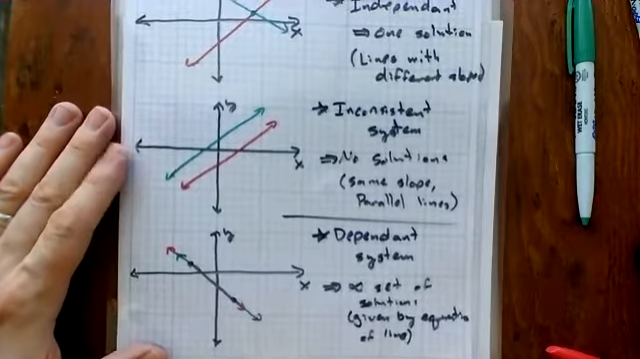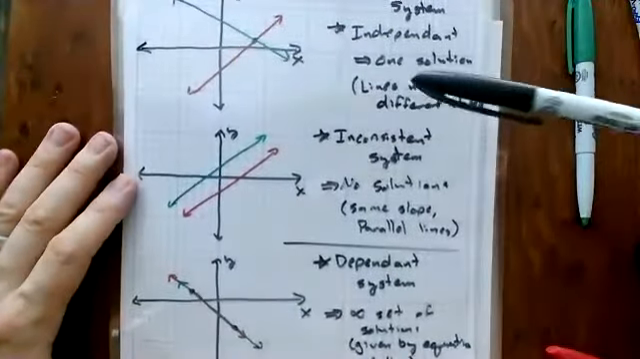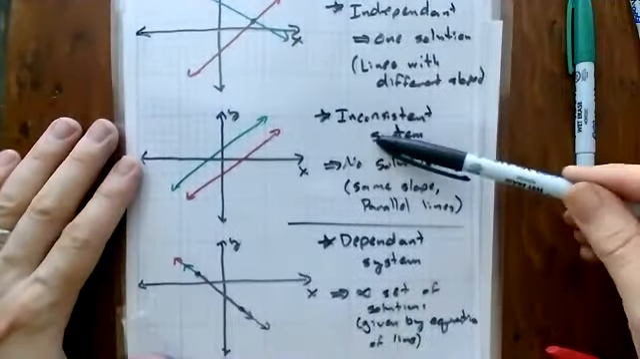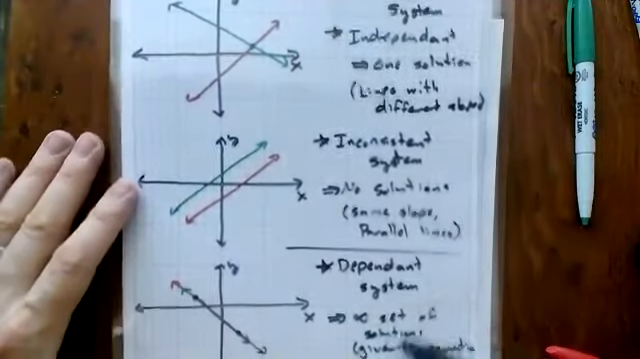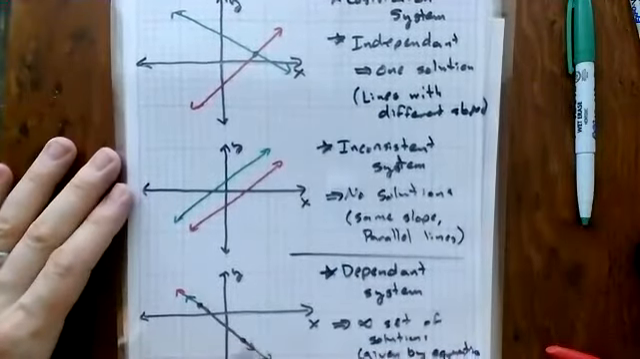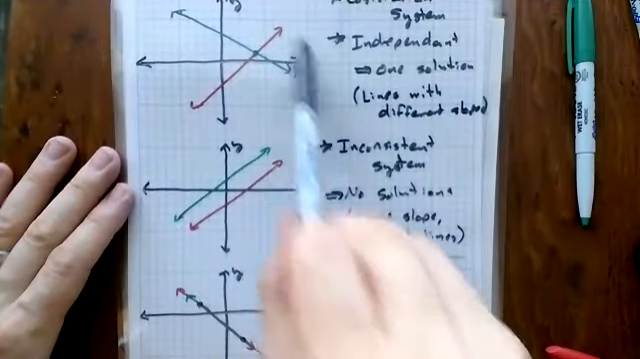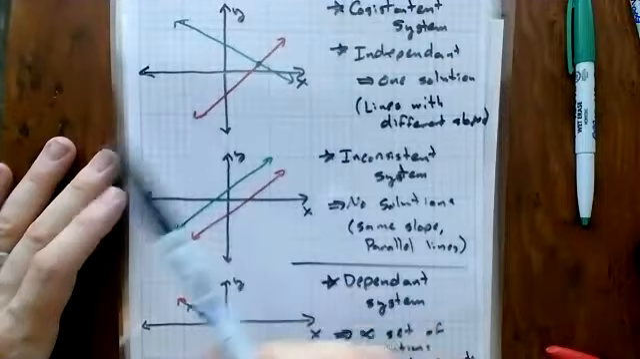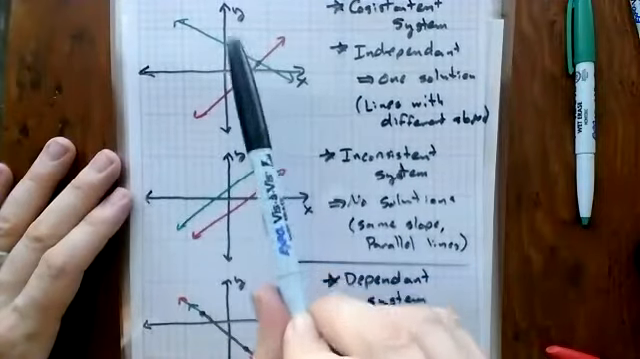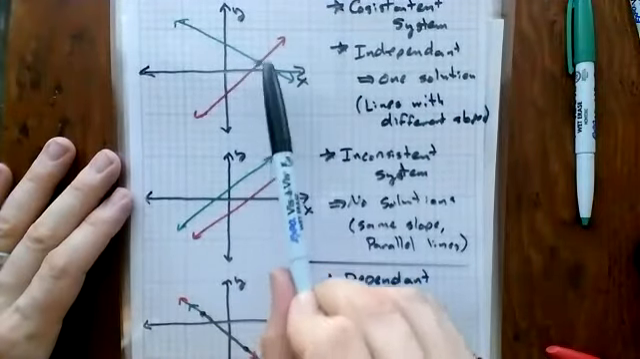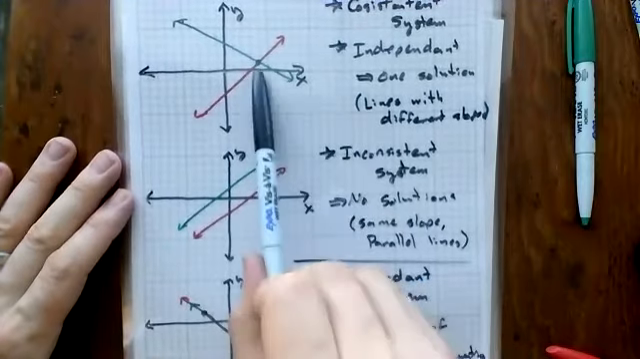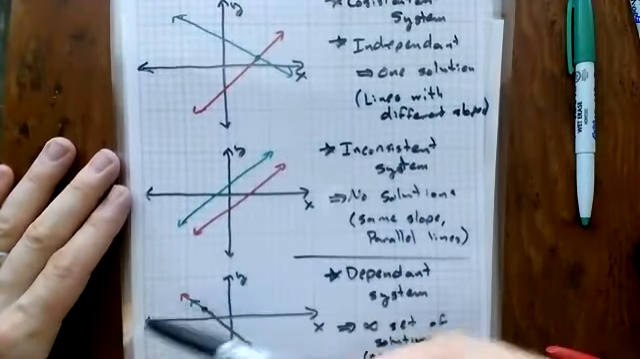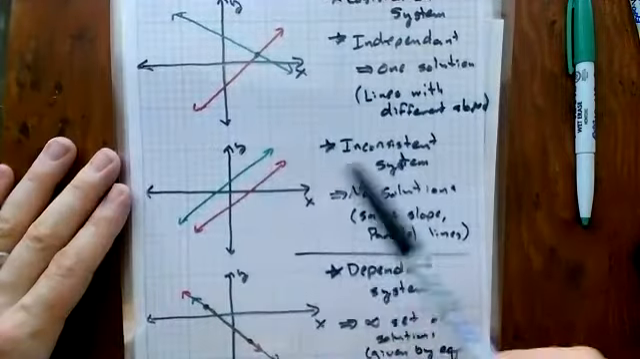So we've got three different cases where I've got one solution, no solutions, or infinite solutions. And most of the cases that you're going to work, it's going to be a consistent system. It's going to have one solution. It's fairly easy to look at a graph and go, oh, there is my solution. Inconsistent means you've got parallel lines, they never touch.